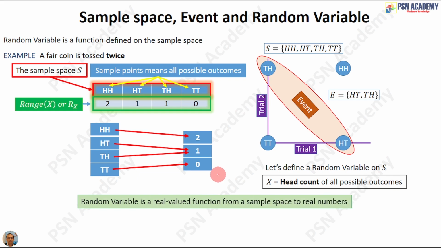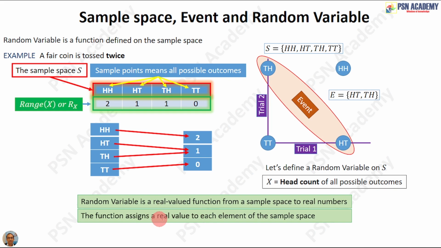Clear? So we fine-tune the definition of random variable: a random variable is a real valued function from a sample space to the real numbers. That means the function assigns a real value to each element of the sample space. It is a property of a function. That means if you call something a function, then you have to involve all of the elements from the domain to the codomain. Now in the codomain, there may be some values which are not involved in the mapping, but in the domain, you have to involve all of the elements, right? So here it is going on like that. So we call that this X is a map or a function.